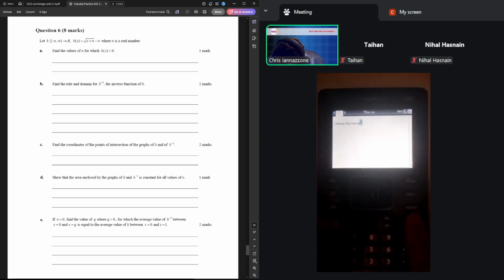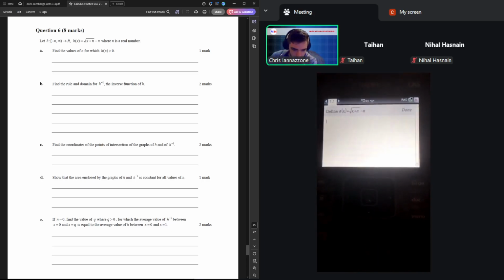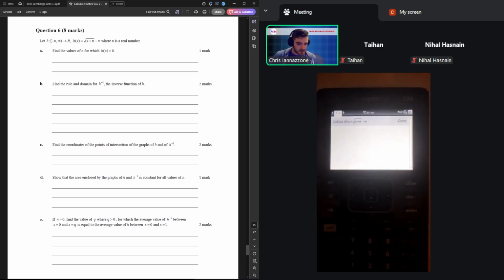Oops. Did my square root wrong. X plus n, minus n. Alright, a function is defined just in case we need it. What might we do? Find the values of n for which h is greater than 0.